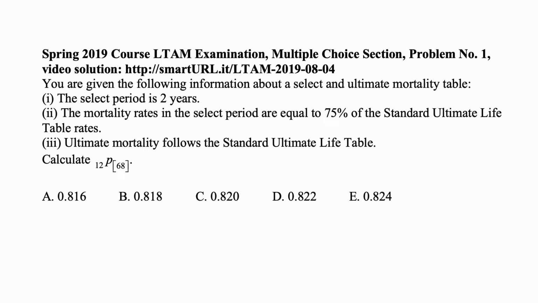Here's a problem for today for exam LTAM from the last spring 2019 course LTAM examination. Problem number 1 in multiple choice section. You are given the following information about a select and ultimate mortality table. The select period is 2 years. The mortality rates in the select period are equal to 75% of the standard ultimate life table rates. Ultimate mortality follows the standard ultimate life table. Calculate probability that a life selected at age 68 will survive 12 years.